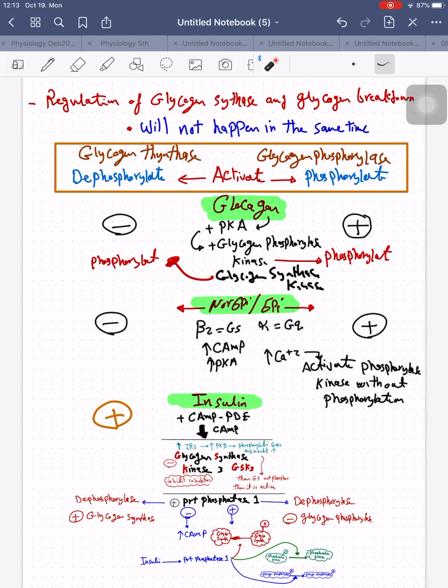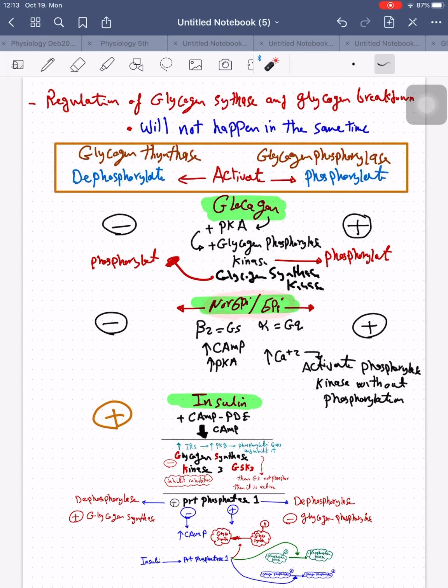What does glucagon do to both enzymes? It phosphorylates glycogen phosphorylase and glycogen synthase. What happens if we phosphorylate both of them? The phosphorylase, if phosphorylated, works. The synthase, if phosphorylated, is not working. So what is the result now? I release glucose from the glycogen.